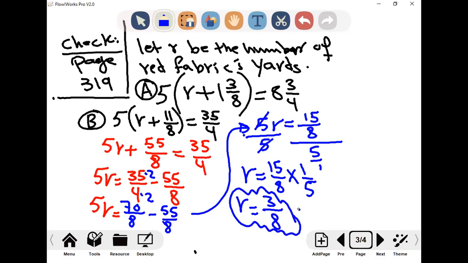Don't understand what? Which step? The equation. Distribute the 5. 5 with R, 5R, 5 multiply 11 over 8. Do you know how to multiply a number with a fraction? Now how do we solve it? We shift the constant number. It will be subtract, right? Here 4, here 8. Can we subtract? No. So I need to make the 4 as 8. Times 2 up and down. Now subtract. Then divide both sides by 5. The answer will be 3 over 8. We don't have any new step. All of them are the normal steps, but with the fractions. So how many red fabric yards do we need? 3 over 8 yards.